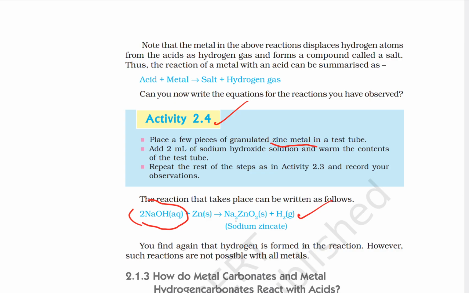Here, sodium zincate is formed and hydrogen gas is generated. So in both cases, with acids as well as with bases, whenever they react with metals, the reaction releases hydrogen gas.